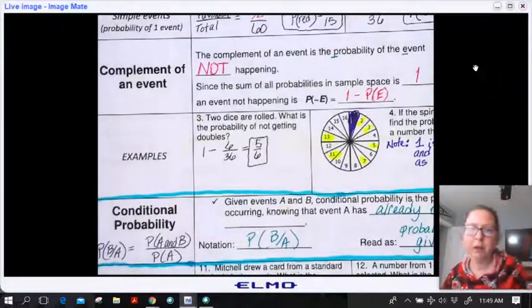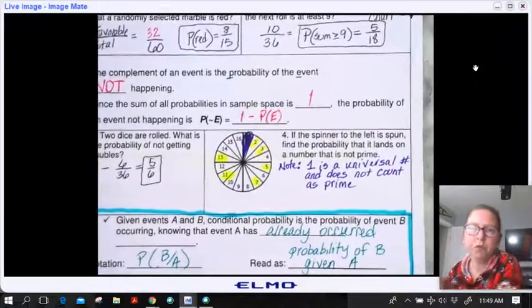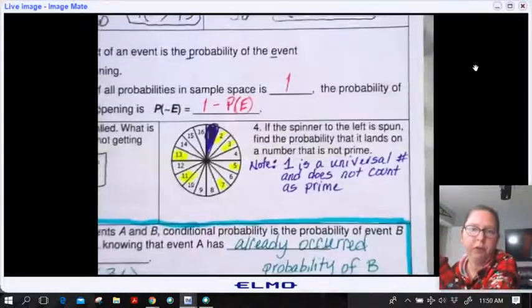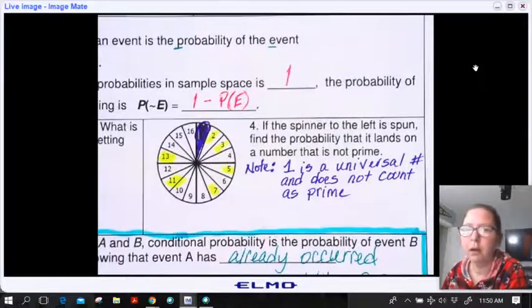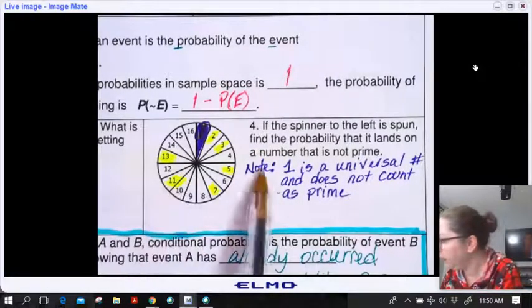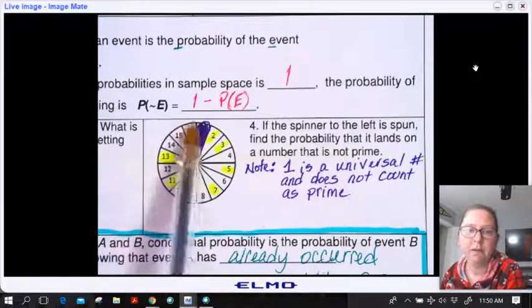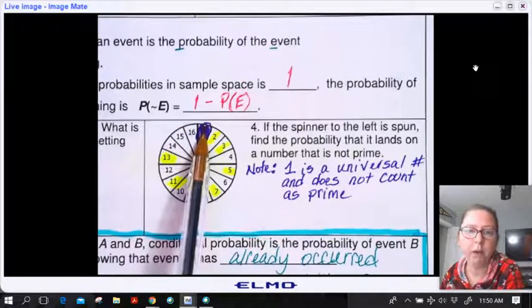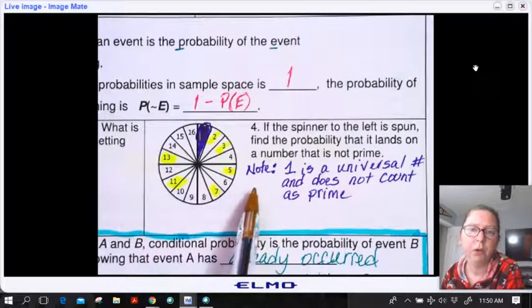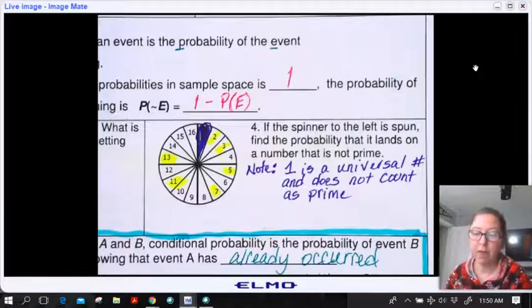So dice are really common. Also, spinners are really common examples, okay? So we've got this spinner, and I do have a note here. If the spinner right here is spun, find the probability that it lands on a number that is not prime. This number that I've marked out here is the number 1. And then here's my note. 1 is not considered to be a prime number. It is a universal number. So we're going to leave that out.